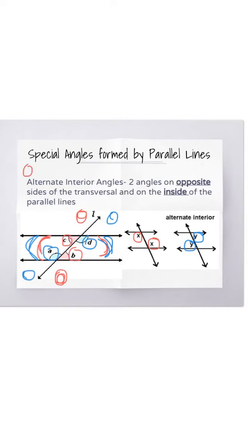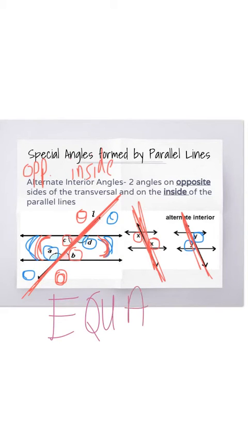Remember that alternate means opposite and interior means inside. So always think that if it's alternate, that it's opposite of that line that's intersecting, and if it's inside the parallel lines. The cool thing about alternate interior angles is that they are equal. So if you know what one measurement is, you will know what the other one is. So if one was 50 degrees, then we know the other's 50 degrees.